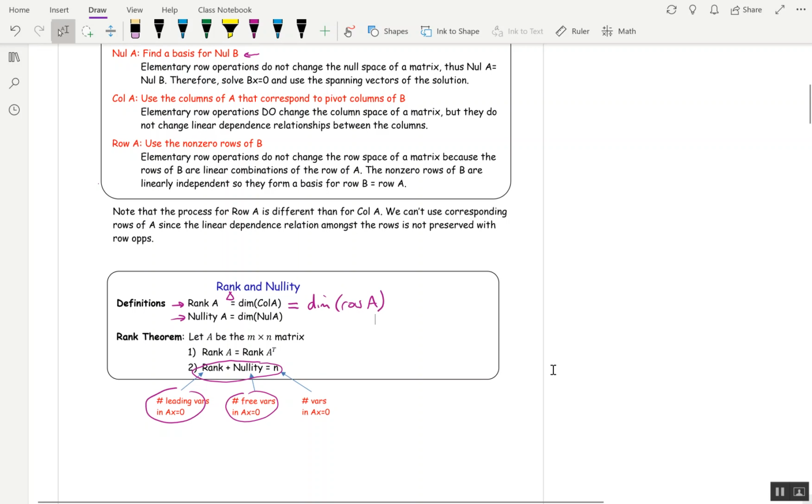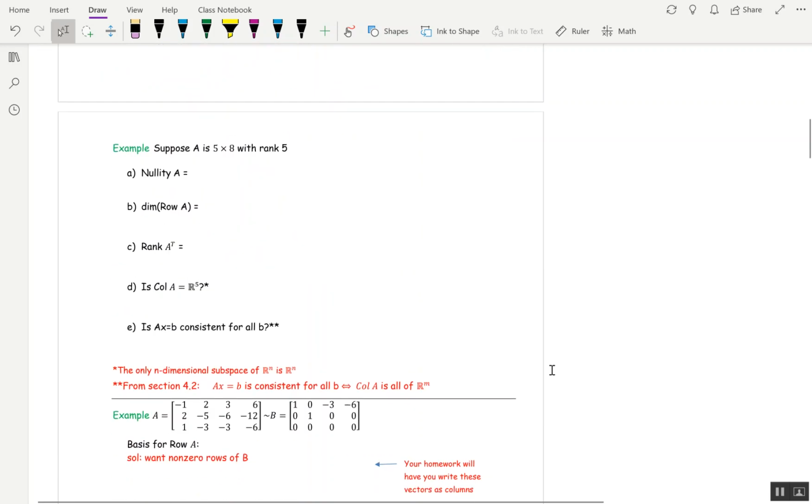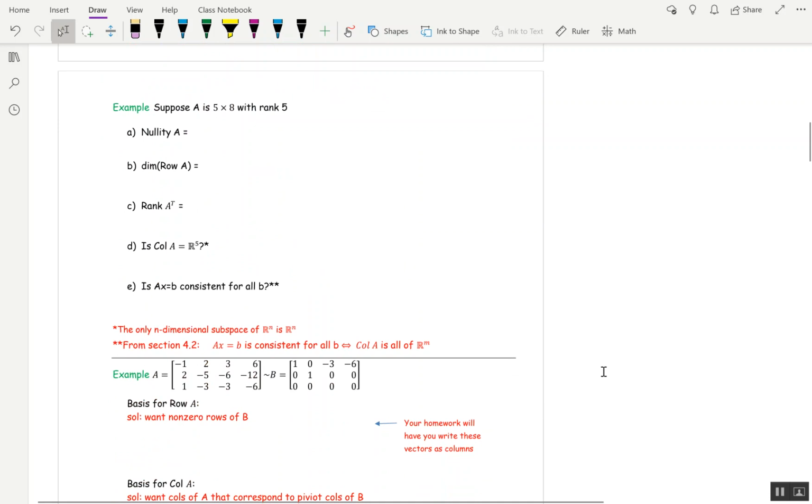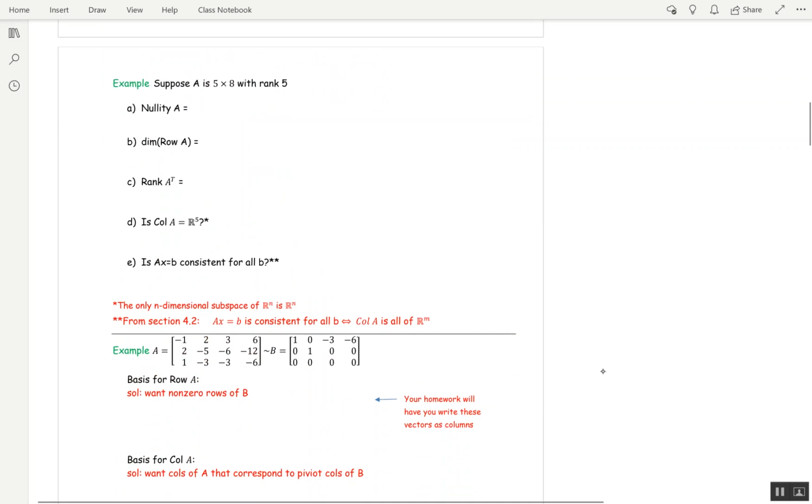All right, so let's put some of this to work. The first example is just dealing with some of the definitions. A is a 5 by 8 matrix, so A is going to map R8 to R5. Remember, the dimensions swap. And the rank is 5. The nullity of A is 3. And that's because the rank plus the nullity has to be 8. N equals 8. And 5 plus 3 is 8.